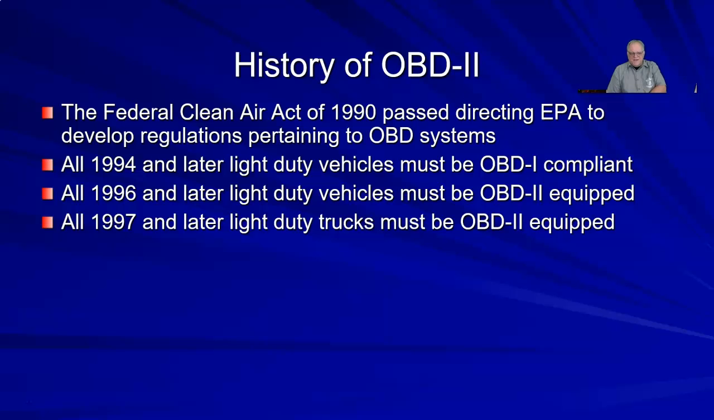Then by 99, everybody had to be fully OBD2 compliant. In the state of Washington, I was involved with the emission test program. As they were doing the OBD2 test, the vehicles that they had by far the most problems with were the 96, 97 OBD2 vehicles because they were a hybrid system, partially OBD1, partially OBD2.